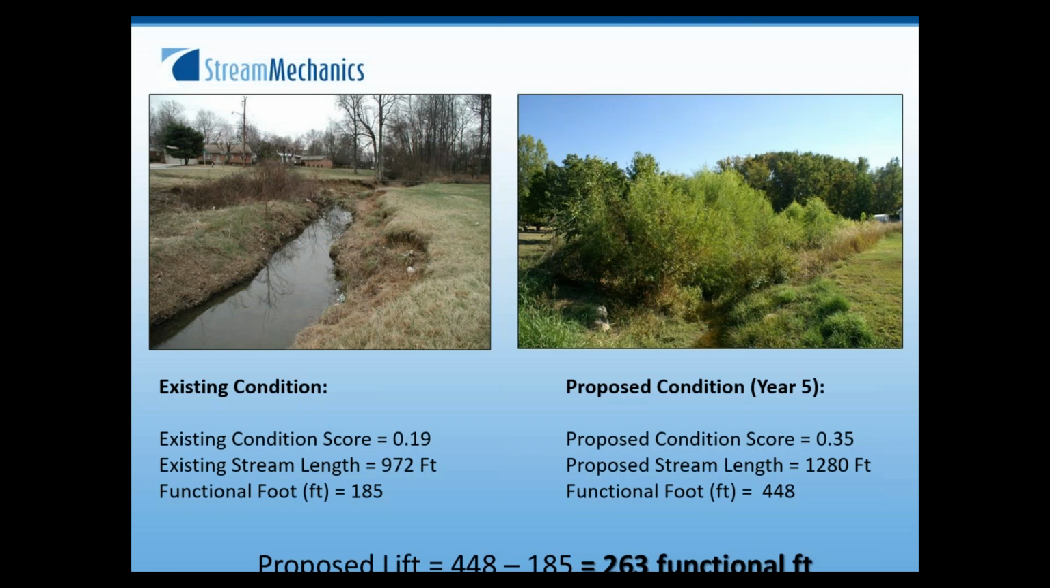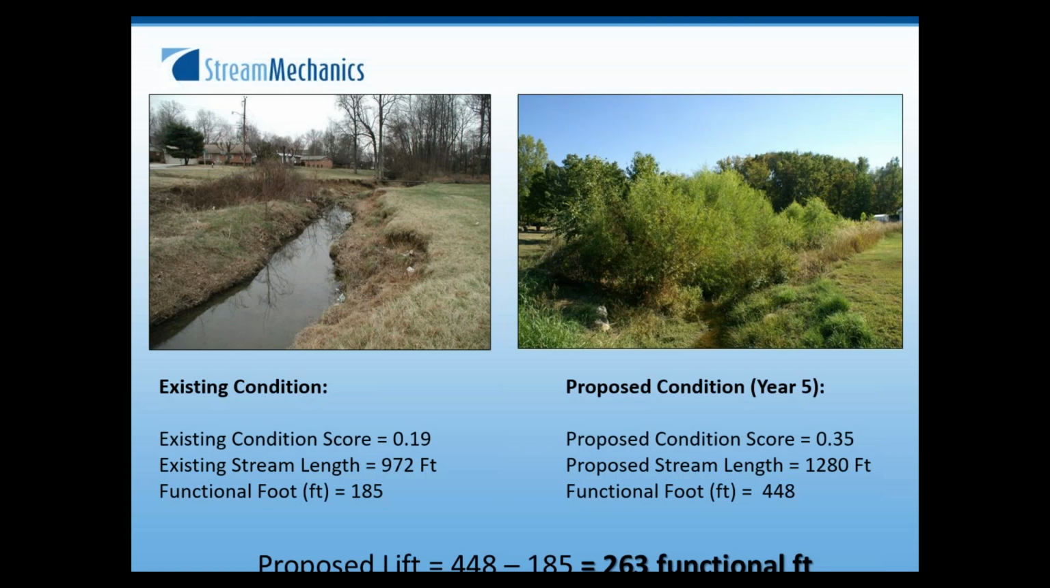This is only measuring through level 3 geomorphology. We are not measuring physicochemical or biology. Therefore, no lift can be captured in physicochemical or biology. Proposed condition score 0.35, proposed stream length of 1280. So the proposed functional feet is 448. So the lift is 448 minus 185. This could be 263 functional feet. It could also be 263 credits as long as the debit method followed the SQT as well.